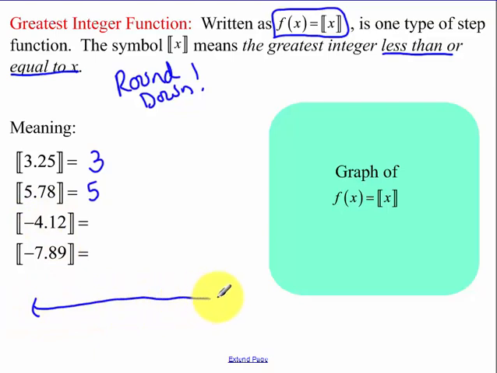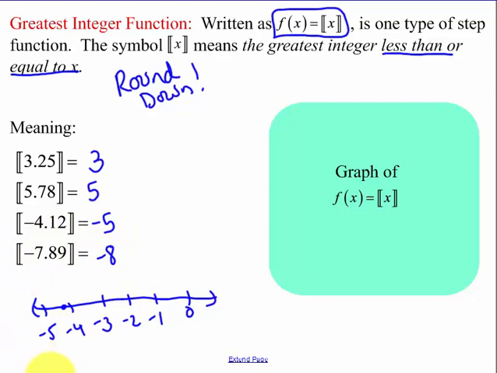Now, what's the greatest integer less than or equal to -4.12? Honestly, when I was thinking about how I was going to explain this to you guys, I set up a little number line. And I said to myself, -4.12 is about right there. What's the greatest integer less than or equal to that number? -5. You're rounding down.